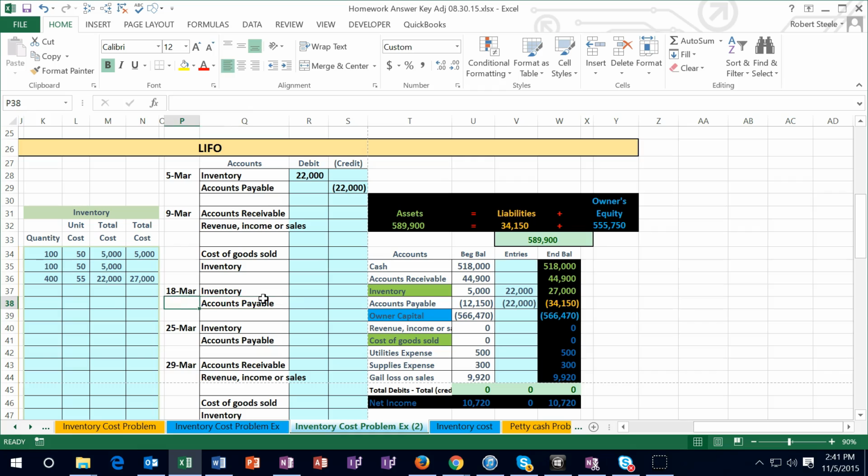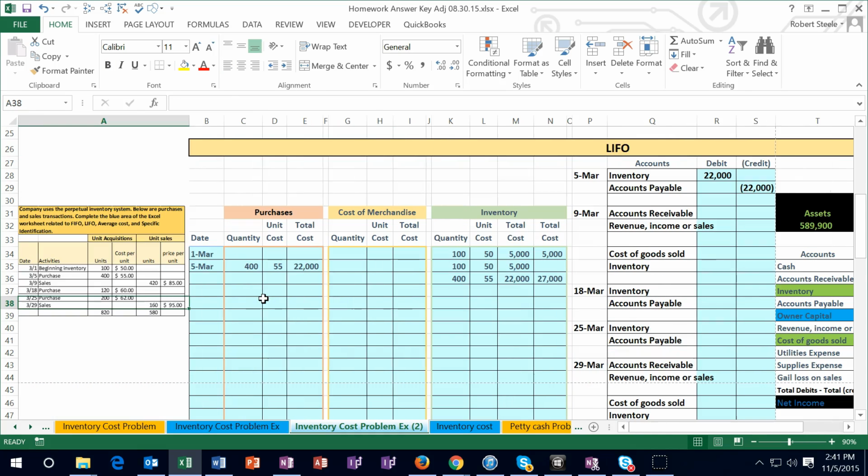So now we're going to go back over here and see the next transaction. I'm going to put it on the next row, so I'm going to put it on this row, 37. And that's going to be on 3/9. And what happened? We sold stuff. We sold 420 units. Now, it says we sold it for $85. Remember that. That's the sales price.